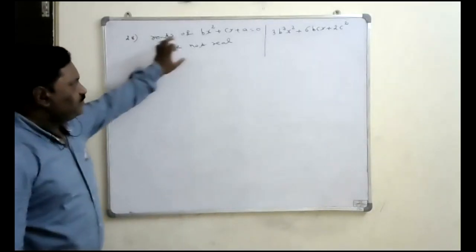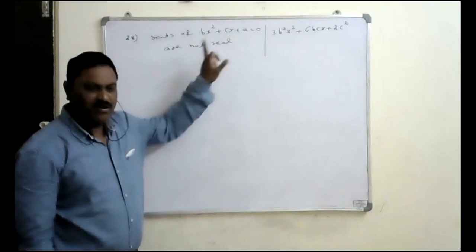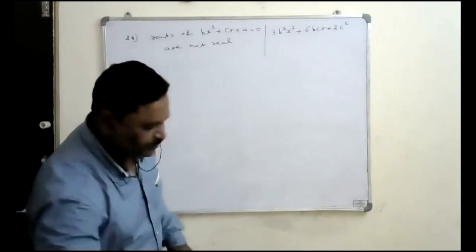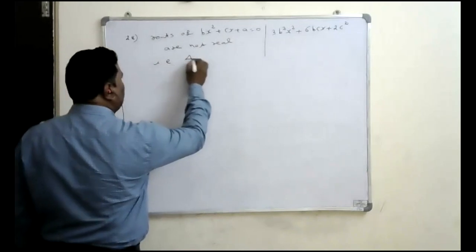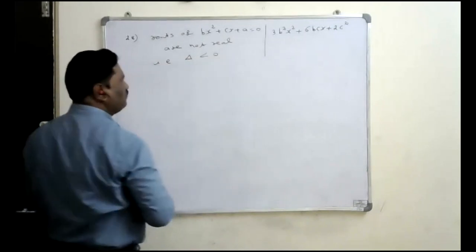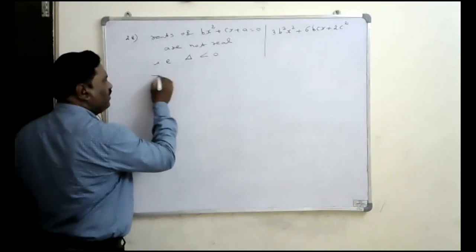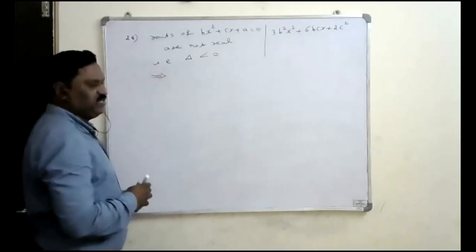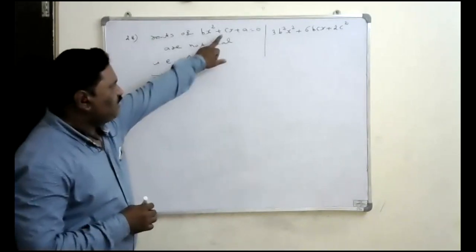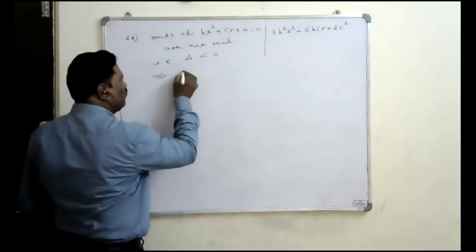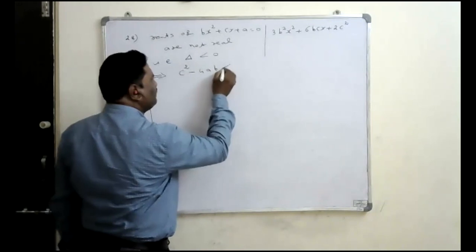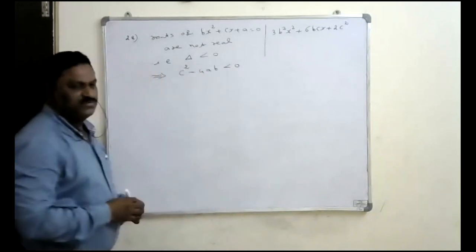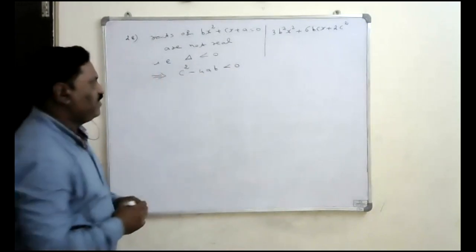So they are saying that the roots of this equation are not real, meaning the discriminant value is less than 0. This is the first condition. The discriminant is b square minus 4ac. Here b is c, so c square minus 4ab is less than 0. This is the condition they have given indirectly, right?